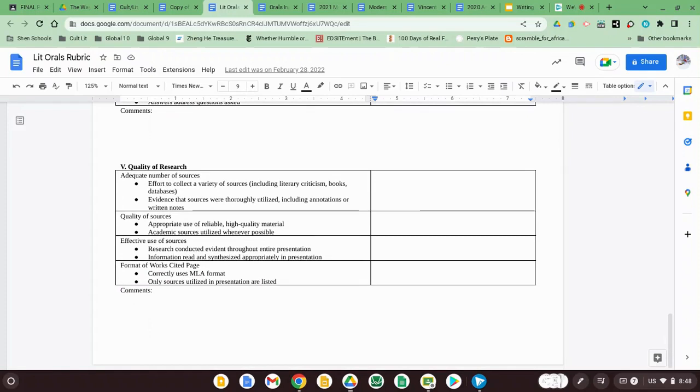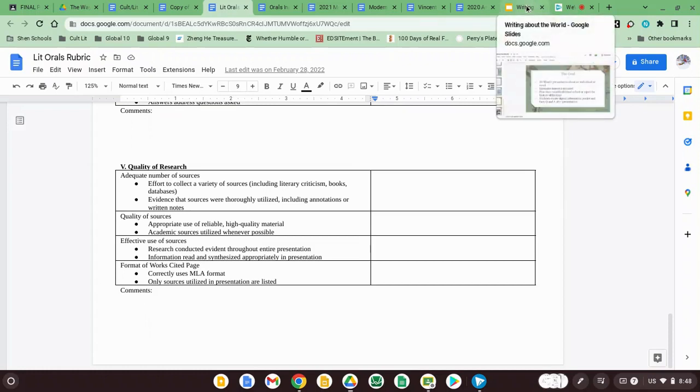They're also evaluated on the quality of research. How many sources do they have? Are they good sources? Have they used them effectively? And also, do they cite their works cited page properly?